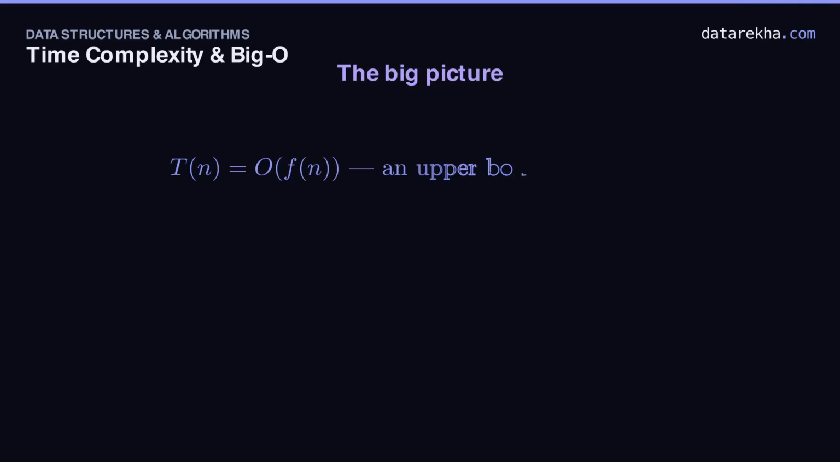Let's lock it all in. Big O is an upper bound on how the work grows with n. After we drop constants and lower-order terms, always name the case. Best is the luckiest input. Worst is the unluckiest, and the one that gives real guarantees. And average is the expected cost under a stated distribution.